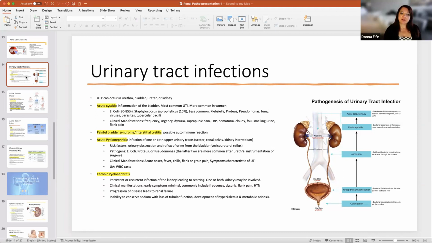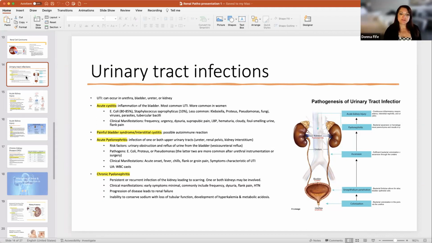Acute pyelonephritis: infection of one or both upper urinary tracts, such as the ureter, renal pelvis, or kidney interstitium. Pathogens involved here, again, E. coli, Proteus, and Pseudomonas, and the latter two are more common after urethral instrumentation or surgery. Clinical manifestations: patient may present with acute onset fever, chills, flank or groin pain, and symptoms characteristic of a UTI. The urinalysis may show WBC casts.